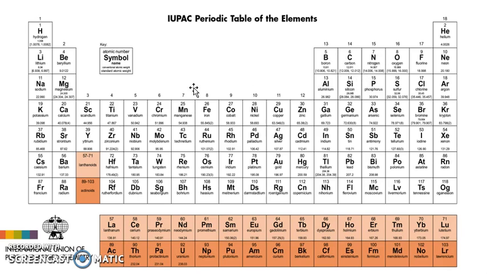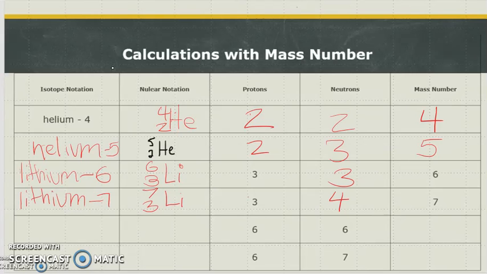Okay, it looks like it's carbon. So we'll write that on our sheet over here. Carbon. And because we add 6 to 6 to get 12, we know that it's going to be carbon 12.